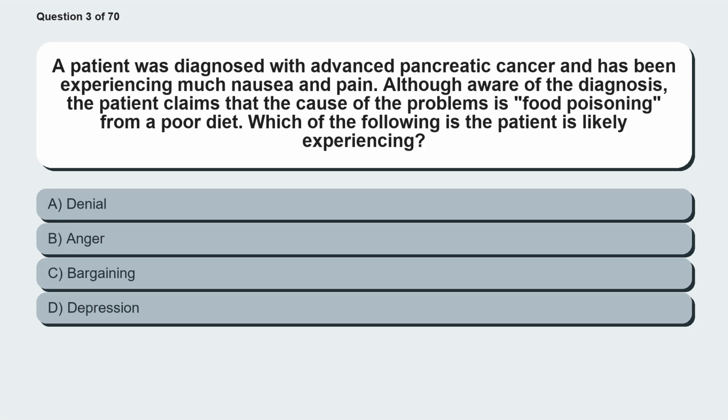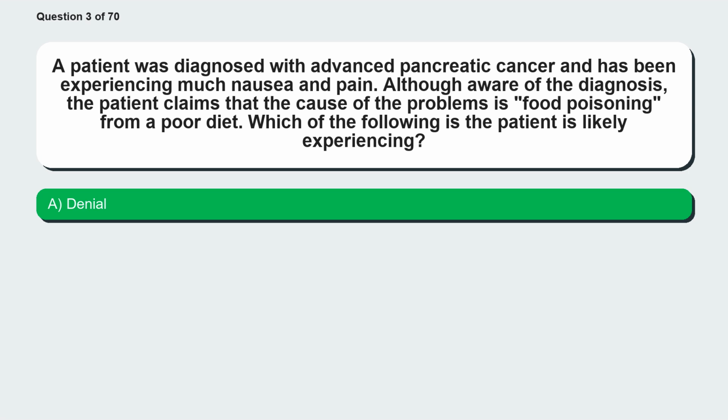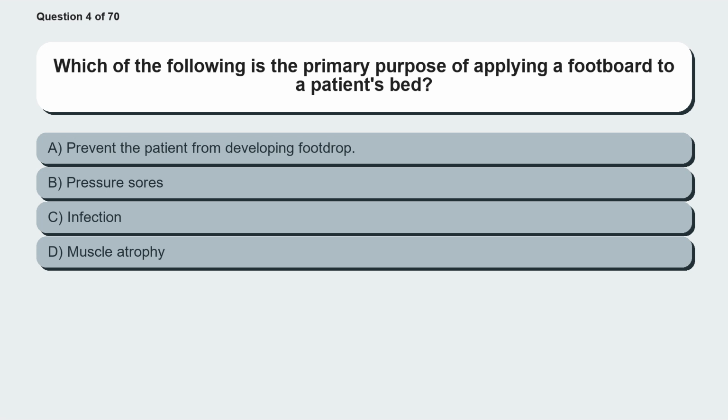Question 3. A patient was diagnosed with advanced pancreatic cancer and has been experiencing much nausea and pain. Although aware of the diagnosis, the patient claims that the cause of the problems is food poisoning from a poor diet. Which of the following is the patient likely experiencing? Option A. Denial. Option B. Anger. Option C. Bargaining. Option D. Depression. The correct answer is option A. Denial.